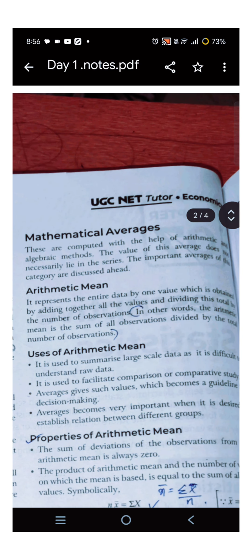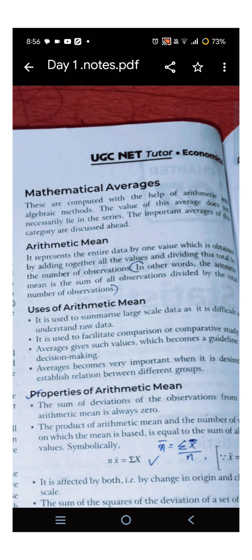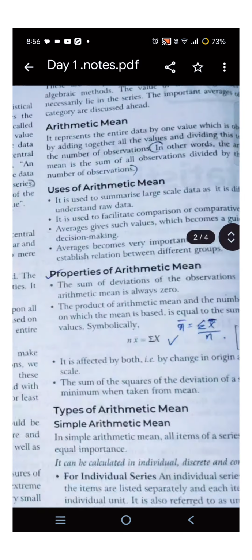It represents the entire data by one value, which is obtained by adding together all the values and dividing this total by the number of observations. Arithmetic mean is the sum of all observations divided by the total number of observations.